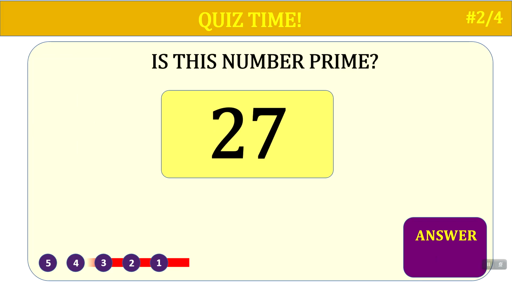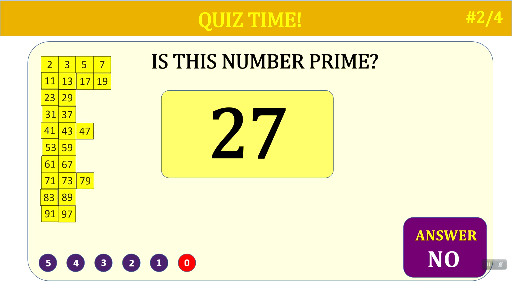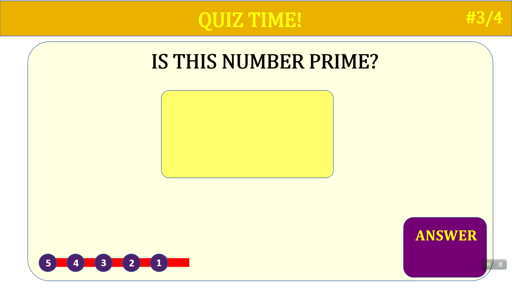27. No, it isn't a prime. Even though it is an odd number, 27 is not in our list of prime numbers, and we know that 27 can be divided by 1, 3, 9, and 27. So it has 4 factors and not 2. There are more than 2 factors, making this a composite number, not a prime.